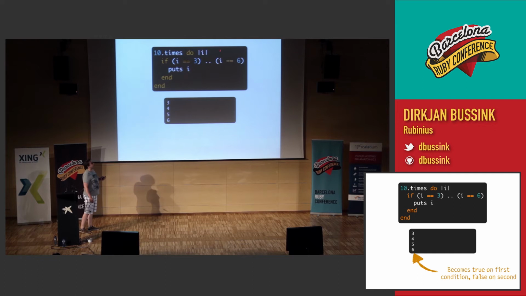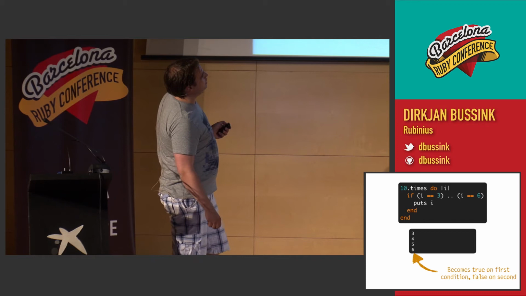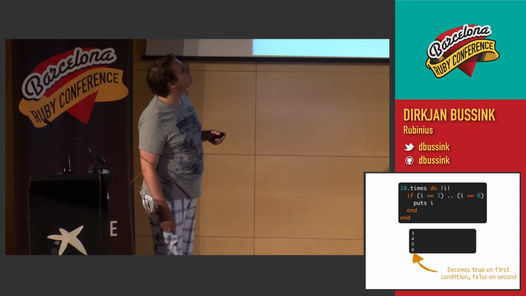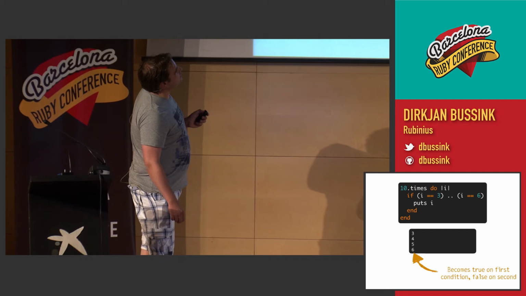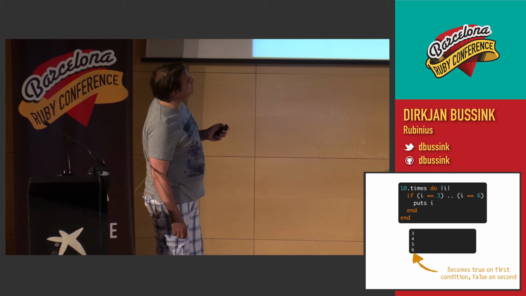The first thing I thought when I first read about flip-flops was that you would not get the 6 here because it would exclude the final one. But it doesn't work that way. It works even differently. When this value is true, the second one in this condition is not evaluated. If you use 3 dots, the second one is evaluated.